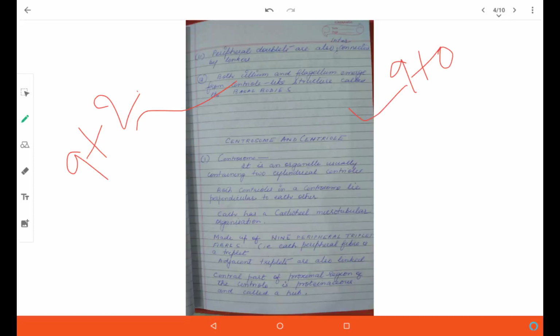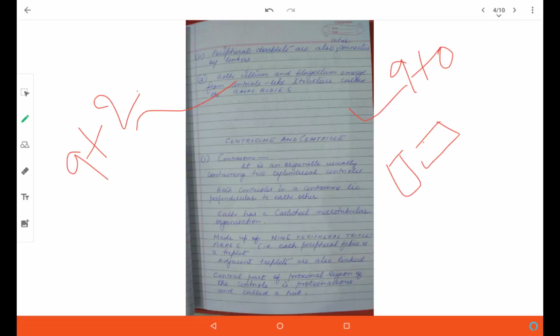Very similar to basal bodies are the centrosome or centrioles. A centriole is an organelle which occurs in doublet and is cylindrical in structure. Both the centrioles in a centrosome lie perpendicular to each other like this. Each has a cartwheel microtubular organization, and we'll be dealing with it in detail when we take up this organelle separately.